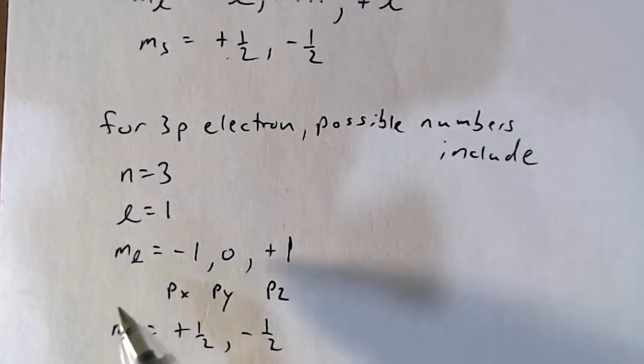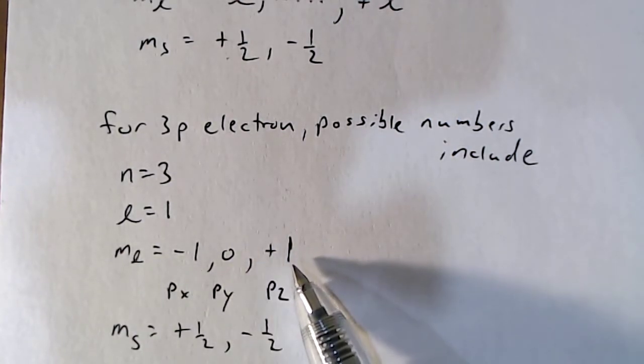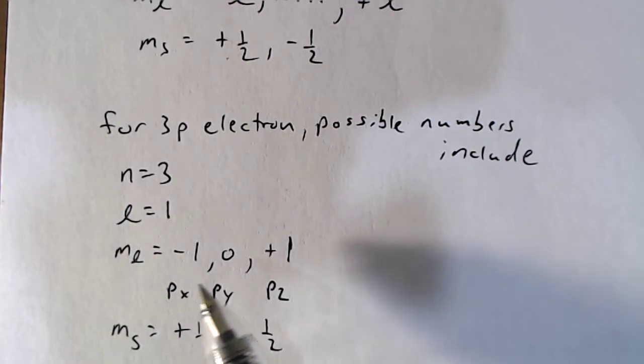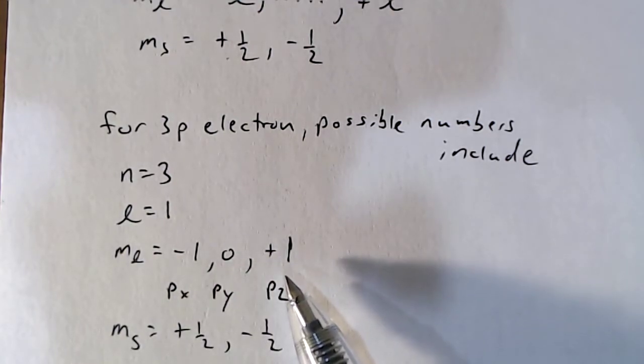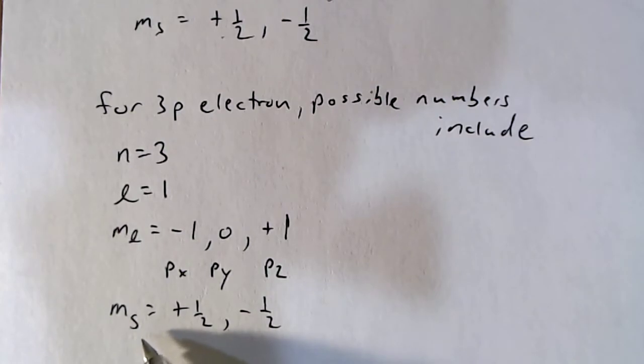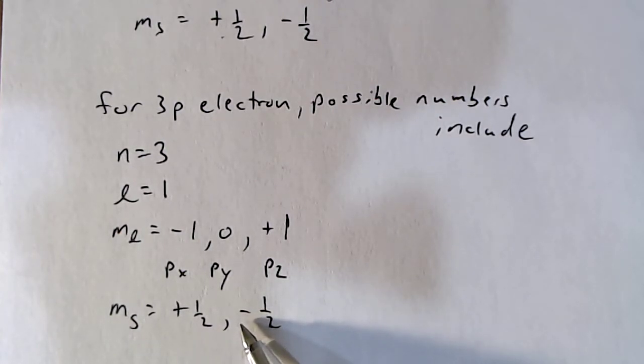So ML can range from negative 1 to positive 1. There are 3 possible orbitals that it might be in. So there's 3 ML values. Any p subshell can hold 3 orbitals. And then finally, the MS is always going to have possibilities of plus half or negative half. Doesn't depend on the n value or the L value or the ML value.